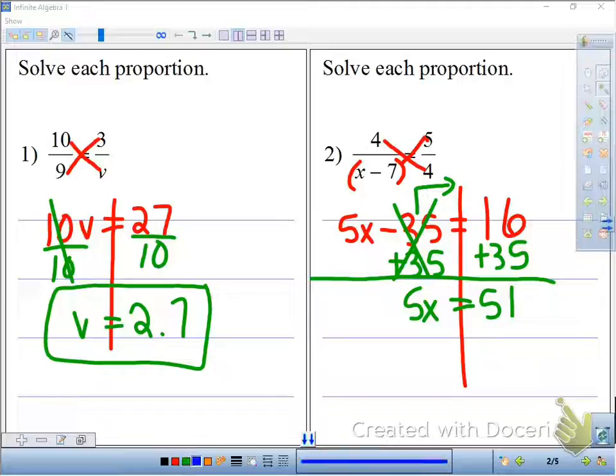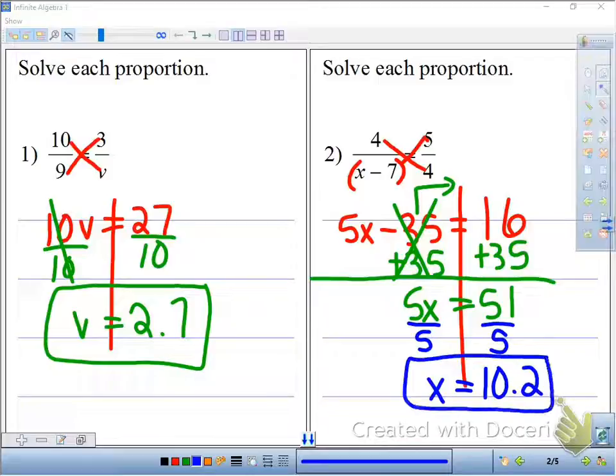I have them on opposite sides, so it's time to divide both sides by 5. And 51 divided by 5 is 10.2. That'd be my final answer. Okay, let's look at a couple more.